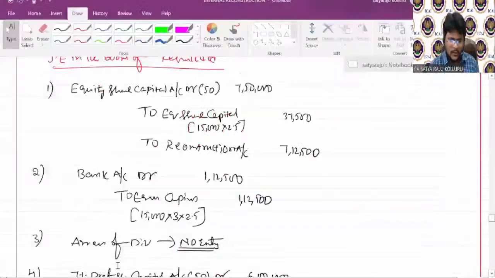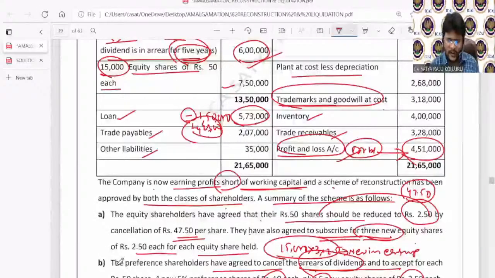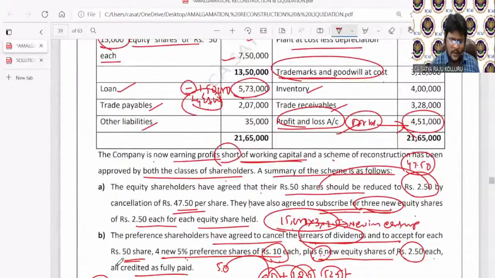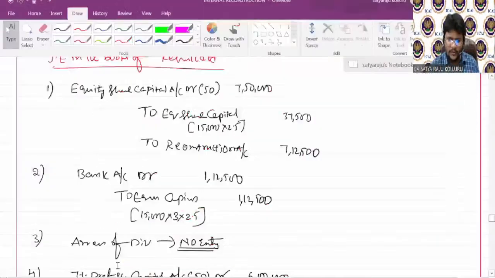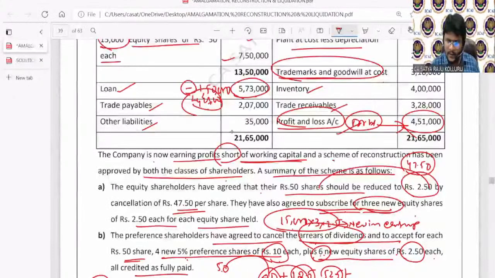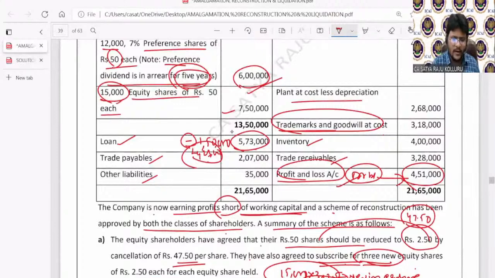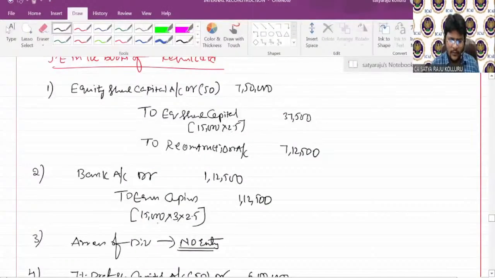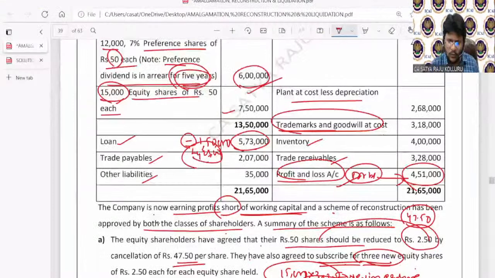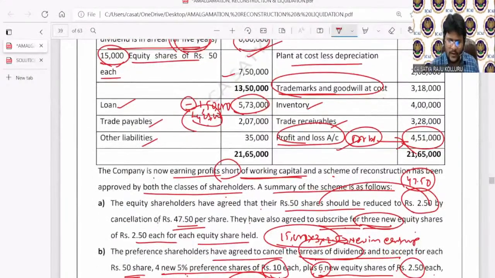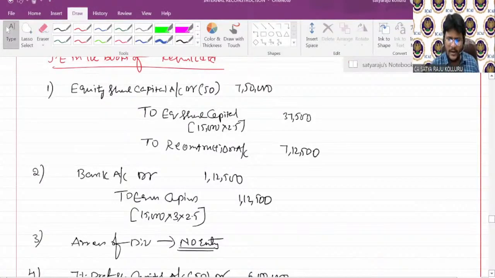What is your doubt? Coming to entry number 2, what he has given is that the equity shareholders have agreed that their 50 rupee share should be reduced to 2.50 by cancellation of 47.50 per share. Yes, I made the entry for that. Absolutely fine. Next, apart from that, they have also agreed to subscribe for 3 new equity shares. So existing equity shares are 15,000. So 15,000 into 3 into 2.5. So nothing is wrong in that, right? So I made it correctly.